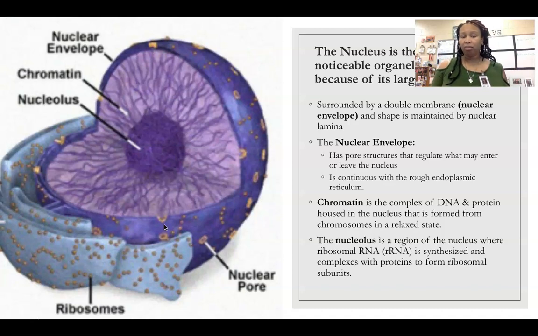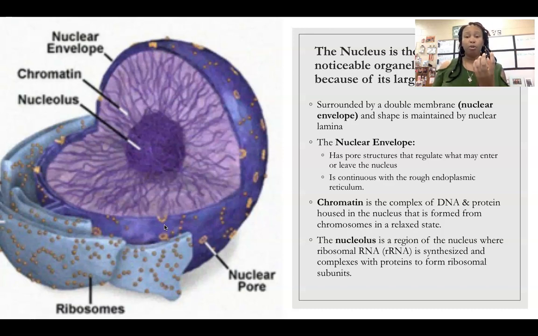The DNA inside of the nucleus in its relaxed form is called chromatin. Chromatin is a complex in eukaryotic cells only. It's a complex of DNA and proteins. Those proteins are called histones.